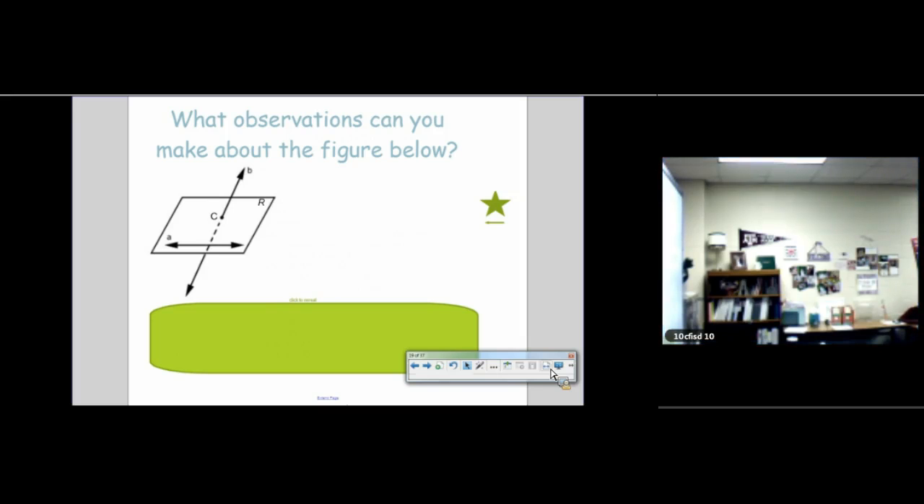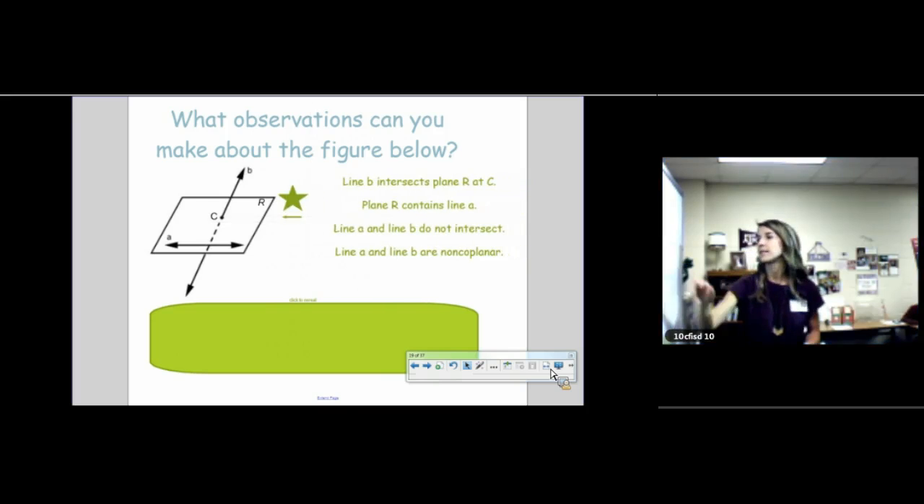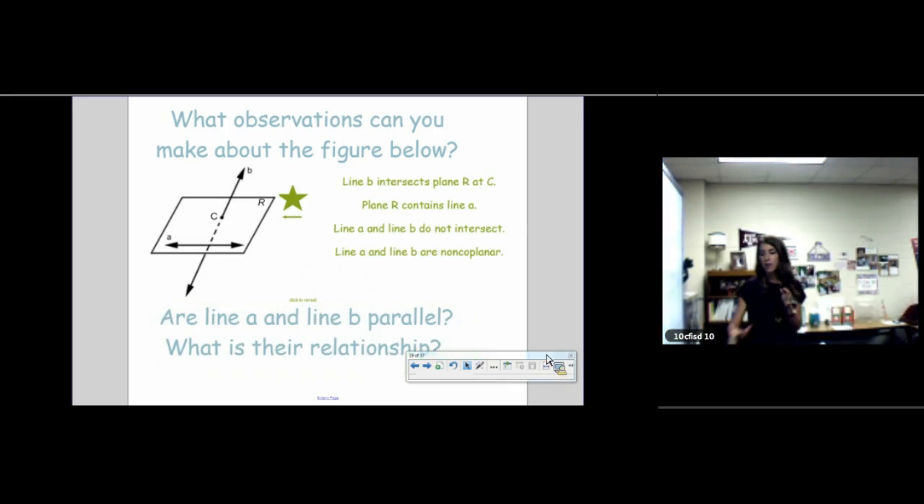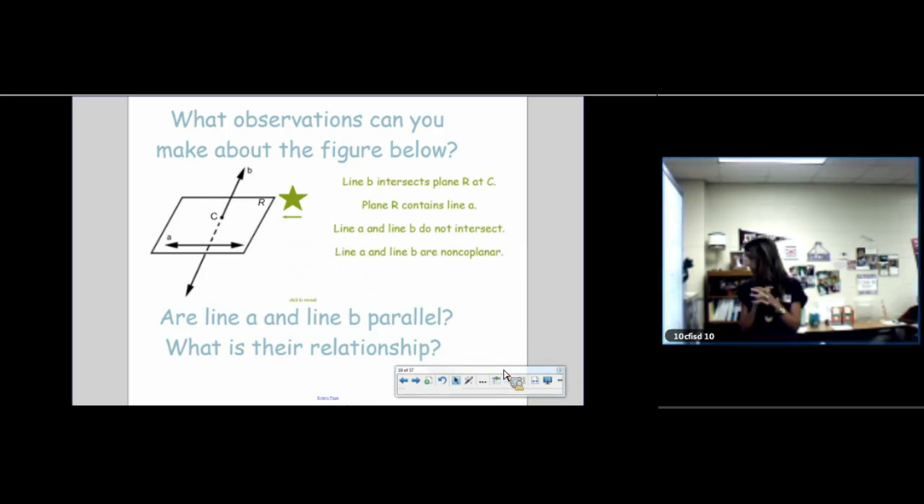So line B is intersecting plane R at point C. Here are some things we could have observed. Line B and line A are not coplanar. They're not in the same plane, right? Line A is in plane R, but line B is not in plane R because it's shooting through plane R. That's important. Are line A and line B parallel?